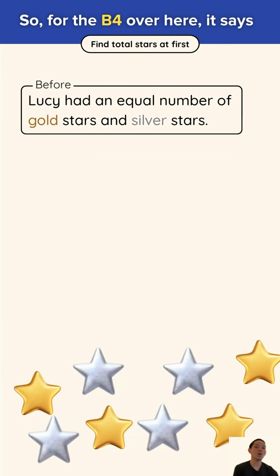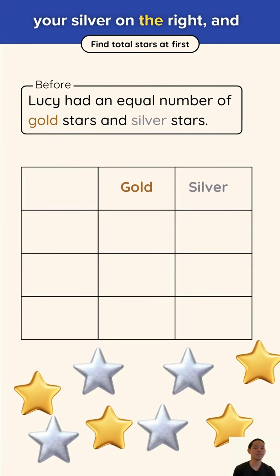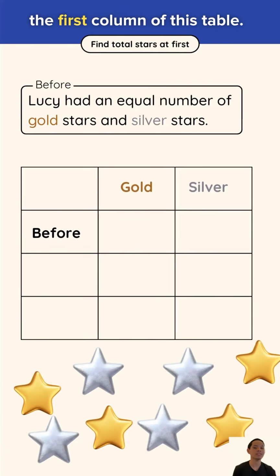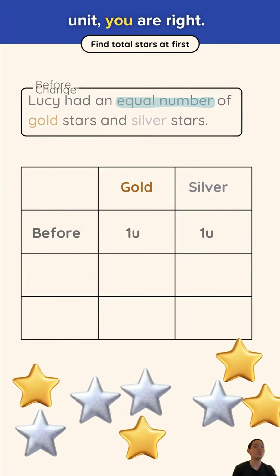So for the before over here, it says she had an equal number of gold stars and silver stars. So the before-change table will look something like this, where you have your gold and your silver on the right, and then you have the before on the first column of this table. Since she had an equal number, can you guess how many units is the gold and silver? If you guess 1 unit and 1 unit, you are right.